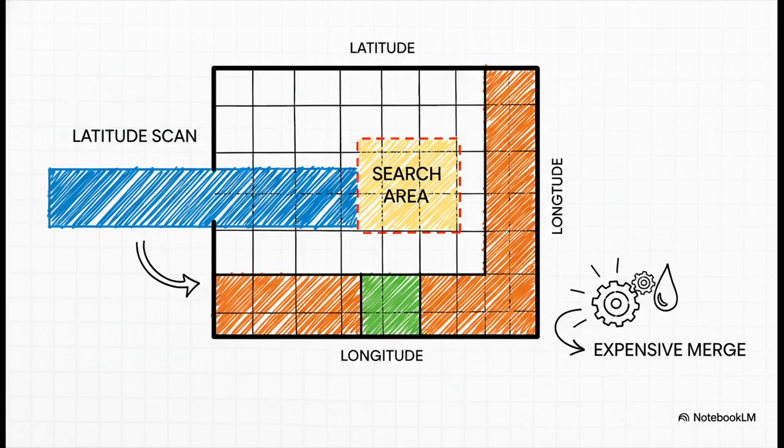Geospatial data has 2 dimensions, right? Latitude and longitude. But a B tree can only handle 1 dimension at a time. So you could make one index for latitude and another one for longitude. But then, to find locations in a square area, you'd have to ask the database for a long strip of all the right latitudes and another long strip of all the right longitudes. Then you'd have to pull both of those massive lists into memory and do this really expensive calculation to figure out where they overlap. It works, I guess, but it is so incredibly wasteful.